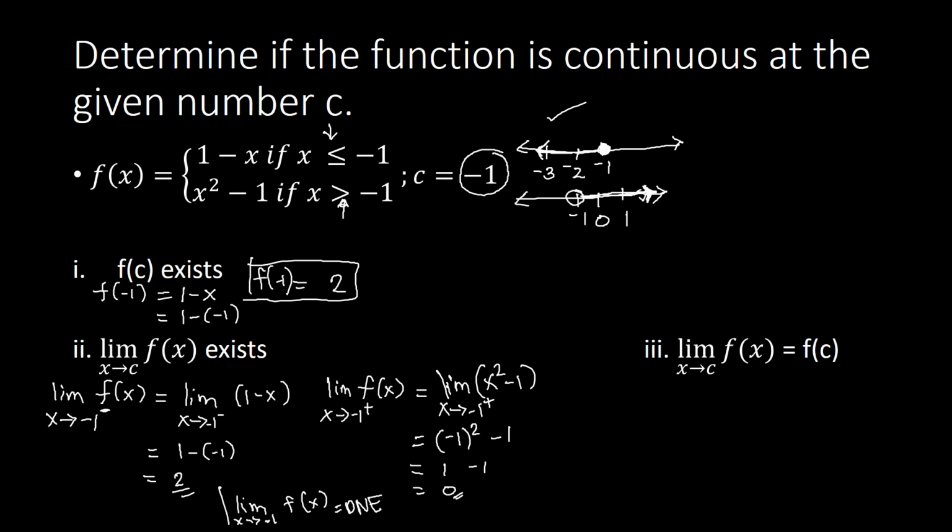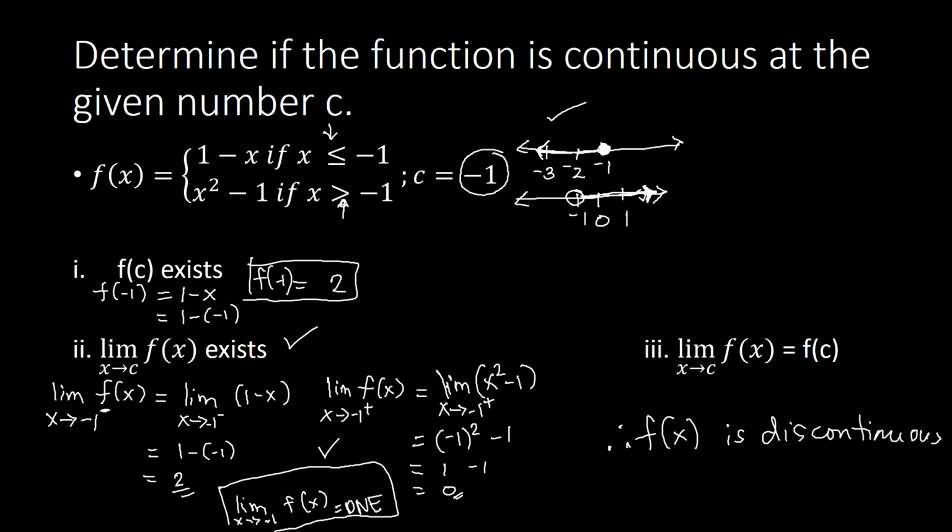Since this is DNE, our second condition is not met, so we will not be proceeding to the third one. We can only proceed to the third condition if the limit exists. We now have the conclusion, without undergoing the third condition, that f of x is discontinuous at c equal to negative 1.